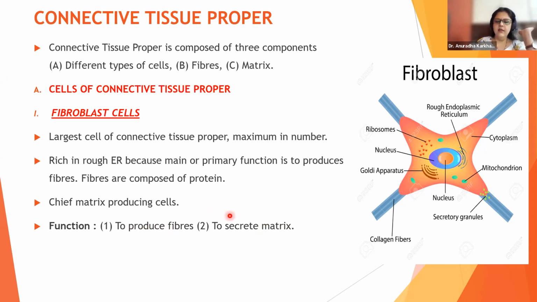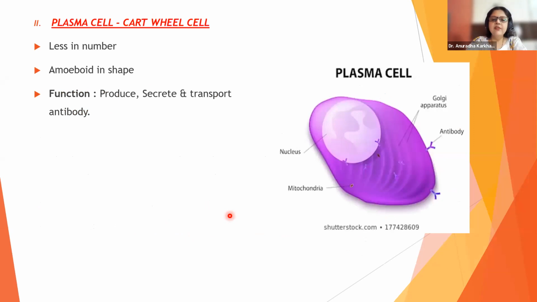Okay. The next type of cell is going to be called the plasma cell. It's also called the cartwheel cell. Less in number, amoeboid in shape. It does not have a peculiar shape. Function: produce, secrete, and transport antibodies. Now we know that antibodies are also immunoglobulins. They are proteins which are helping in maintaining our immune responses.